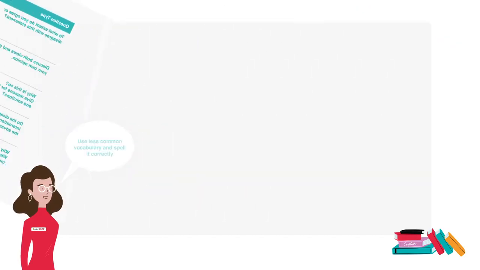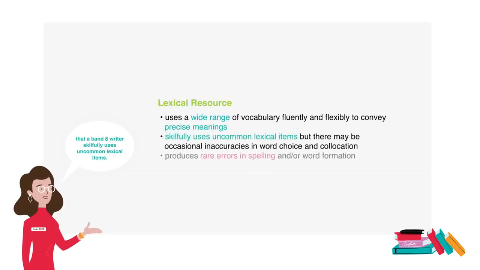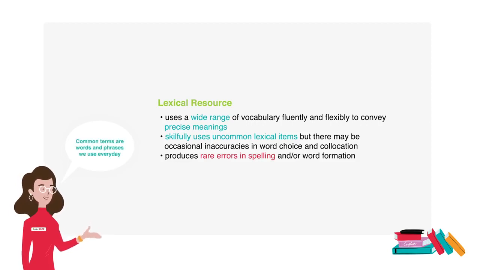Step 5. Use less common vocabulary and spell it correctly. You will see in the band descriptors that a Band 8 writer successfully uses uncommon lexical items. When we learn a language, we use common and uncommon terms. Common terms are words and phrases we use every day to refer to personal experience and daily habits. Uncommon terms are used when we discuss specific topics or when we use idiomatic language, phrasal verbs.